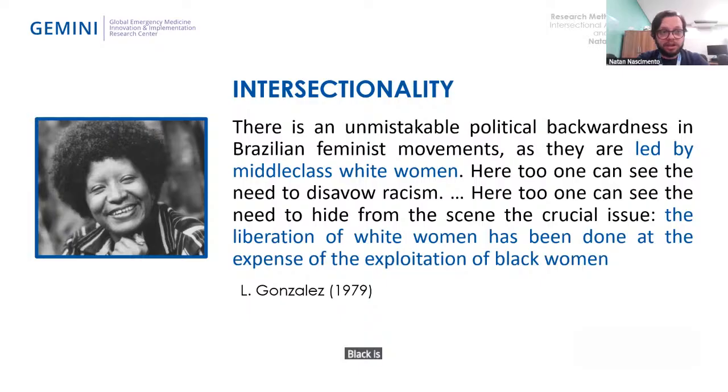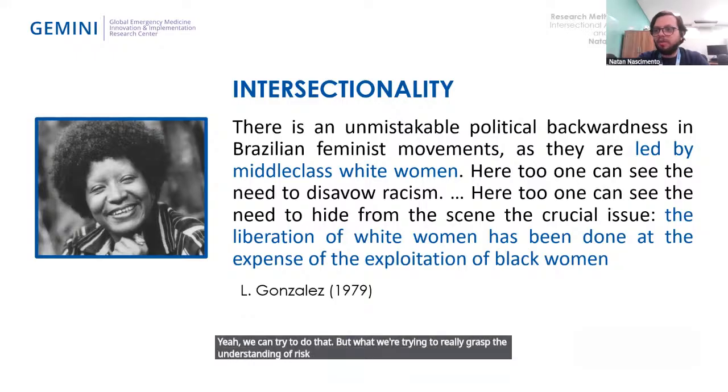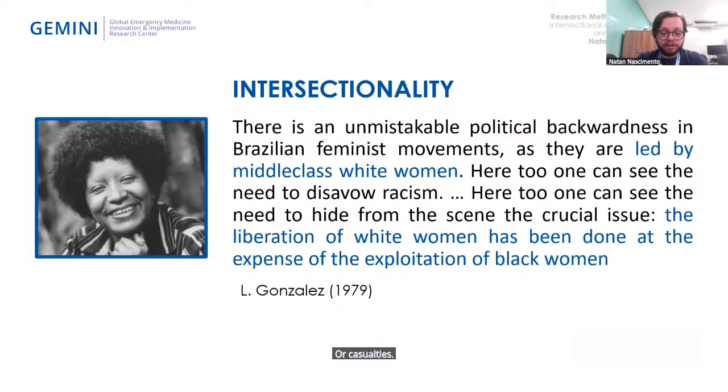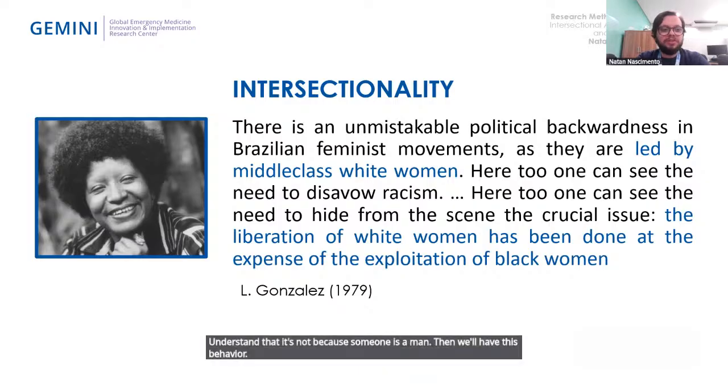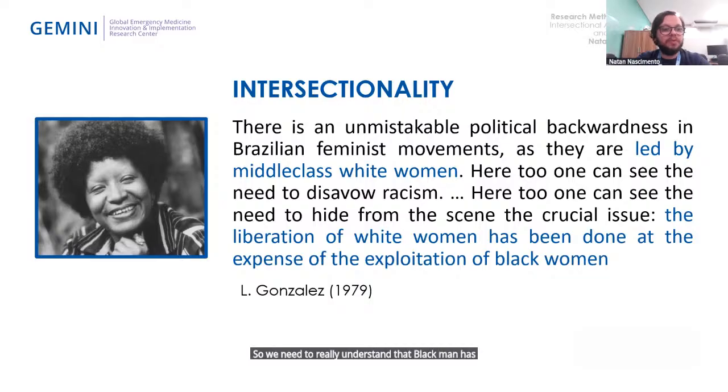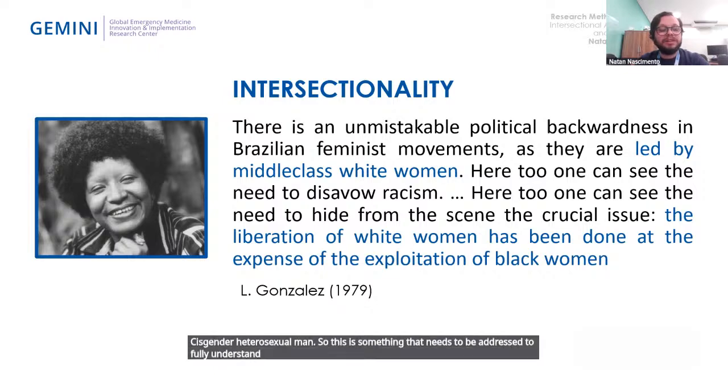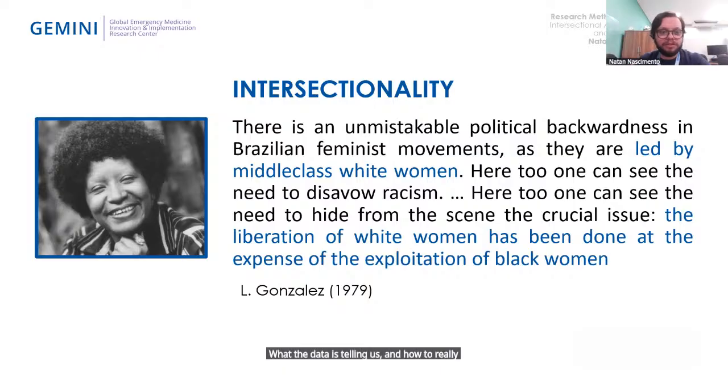Black is one of many characteristics. We can assess race separately. Yeah, we can try to do that. But when we're trying to really grasp risk factors or causalities in research, on any type of perception, like alcohol use, we really need to understand that it's not because someone is a man that they will have this behavior. We need to understand that a Black man has different behaviors than a white man, and a Black gay man will behave differently from a Black cisgender heterosexual man. So this is something that needs to be addressed to fully understand what the data is telling us and how to really understand the risk factors that we have on health.